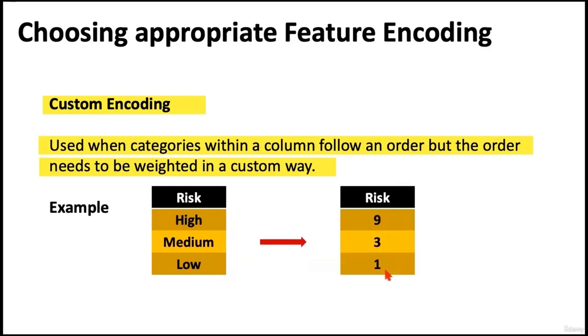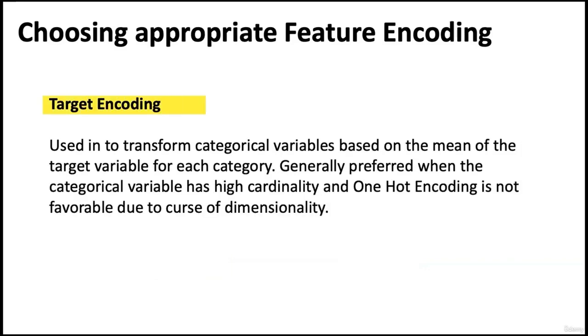Ordinal encoding would always go in a linear way, 0, 1, and 2. Custom encoding allows me to say that high is 3 times more severe compared to medium, and medium is 3 times more compared to low. This is a very custom weightage that we have given here. We use this encoding when a column follows an order, but the order needs to be weighted in a custom way. Now moving to the last encoding that we're going to cover, it is known as the target encoding.